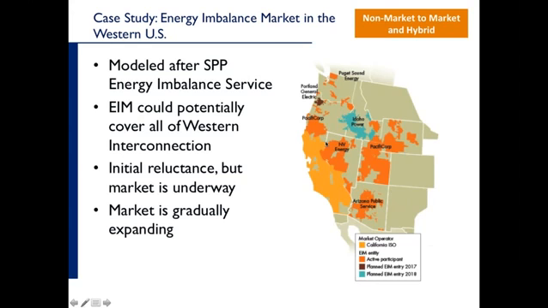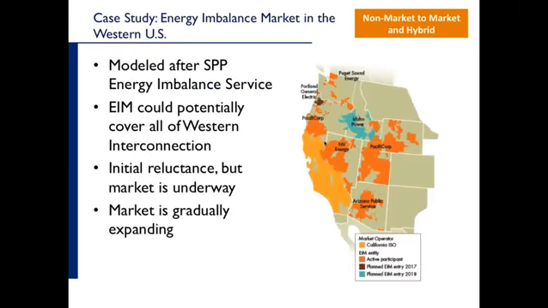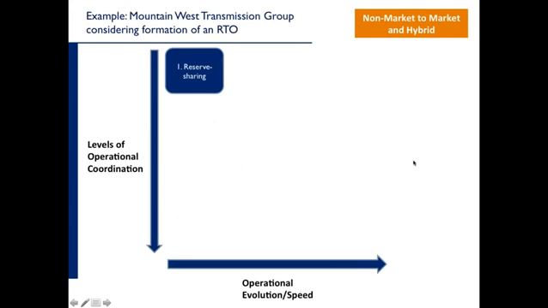And when folks started this energy imbalance market, there was a lot of reluctance and some nervousness as to whether or not you can really count on the market. But the market is expanding fairly quickly, and we think it's going to really help with the integration of wind and solar. Another example in the West, actually let me back up for a second. The example I want to talk about in a moment is more or less this region in Colorado and part of Wyoming. And this is simply an alternative evolution.